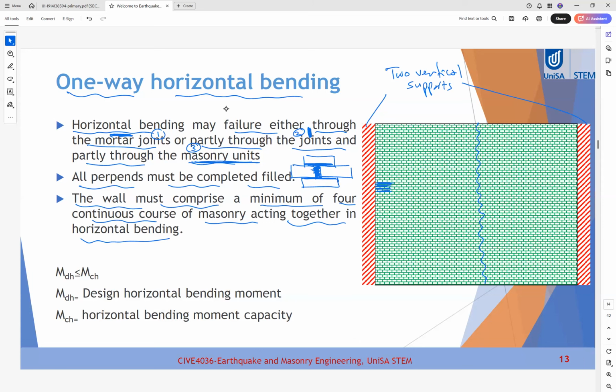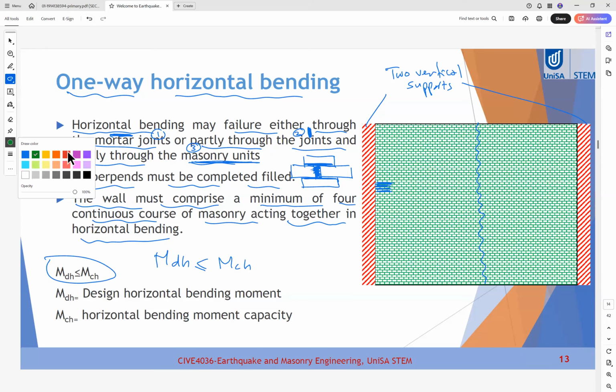So the condition or the formula to design the wall in horizontal bending is MDH less than or equal to MCH. Similar to the first type of bending, but we have H here. H is for horizontal.